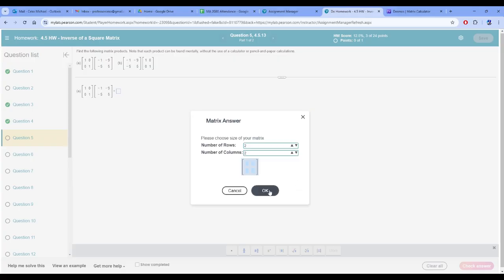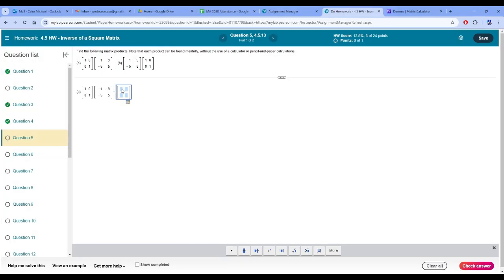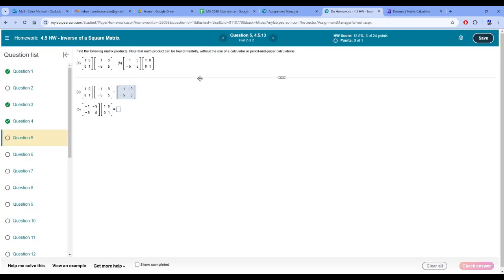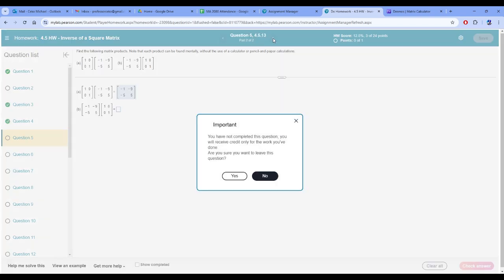Oh my goodness, I'm so foolish. So then this is just -1, -9, -5, and 5. Cool. Same exact thing for this one down here. I'm not going to do that. Moving on to the next question.